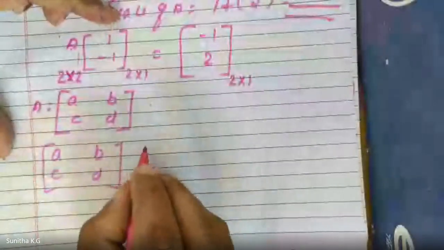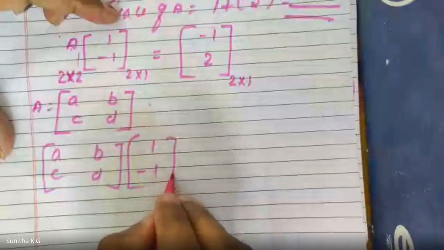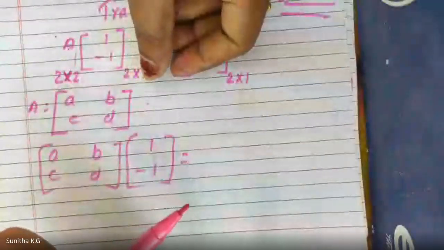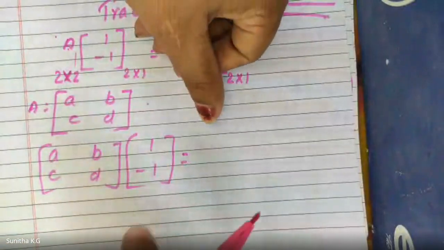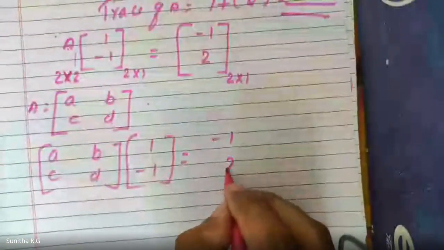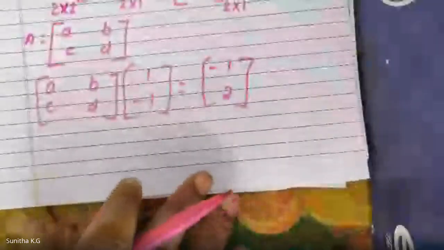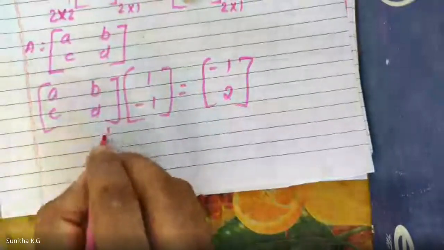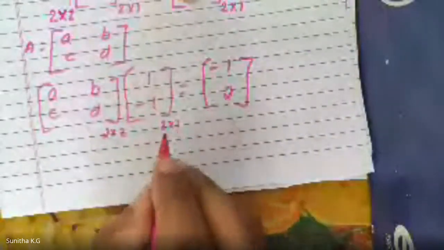Then what have they given? A, B, C, D into 1, minus 1. What is it equal to? They have given us minus 1, 2. Then multiply the matrix A, B, C, D with 1, minus 1. This is a 2 by 2 matrix and this is a 2 by 1 matrix.